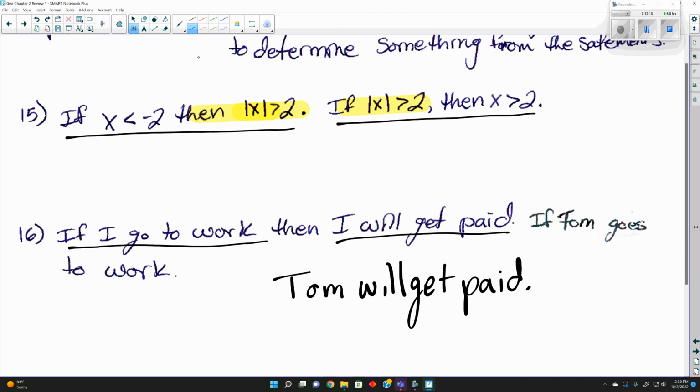Now here we notice that the absolute value of x is greater than 2 matches. So we're going to take the two other statements. Now we always start with the one that has the if. So if x is less than negative 2, then x is greater than 2. This one doesn't make a whole lot of sense, but it still works because we're mainly just following this rule.